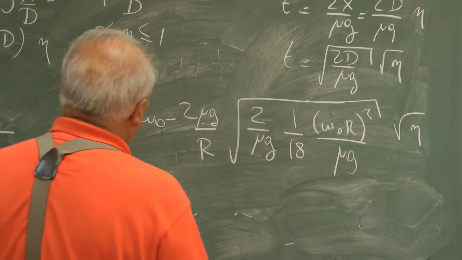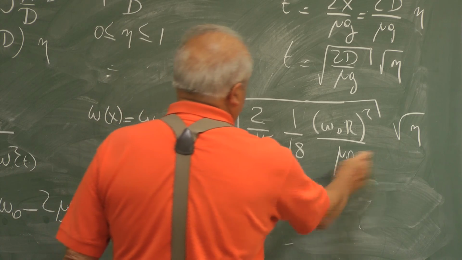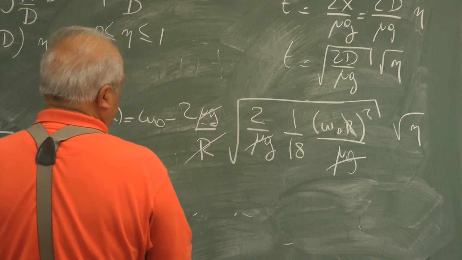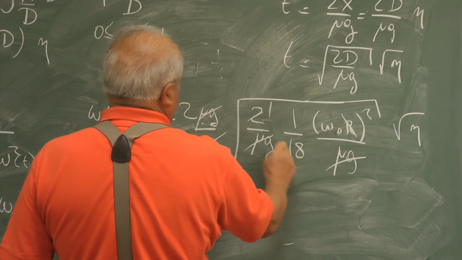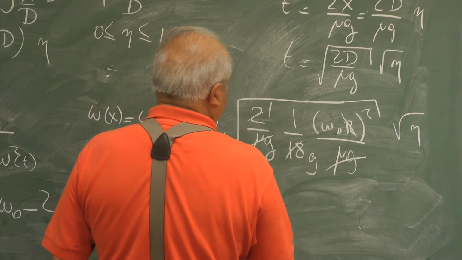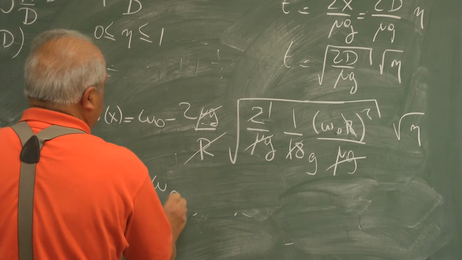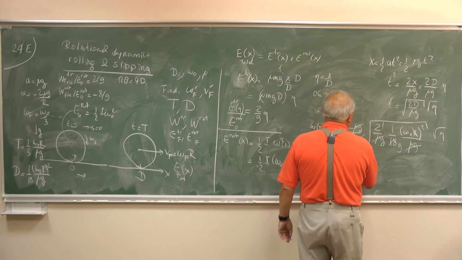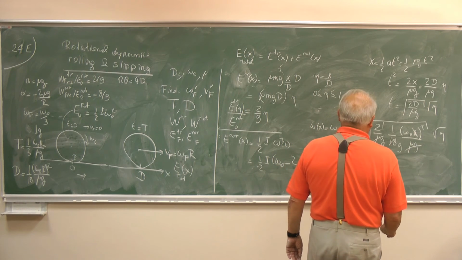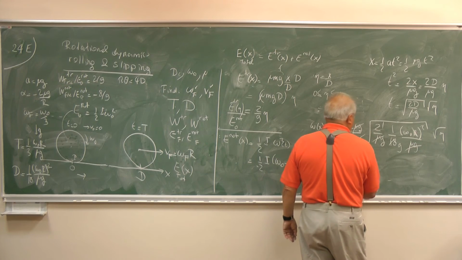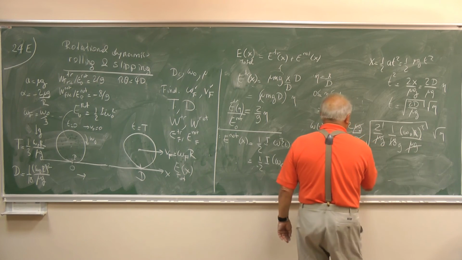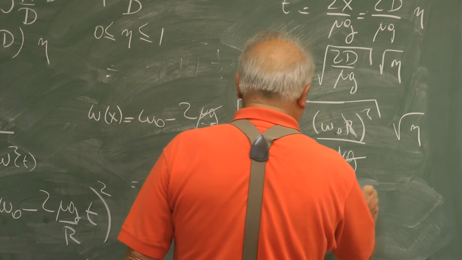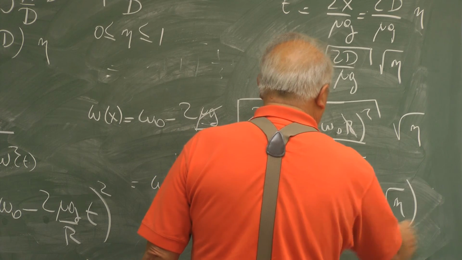So mu g cancels this, r cancels that, omega 0 comes out, and this is 1, this is 9. So it is omega 0 minus 2 over 3 times omega 0 times root eta, which is omega 0, 1 minus 2 over 3 root eta.